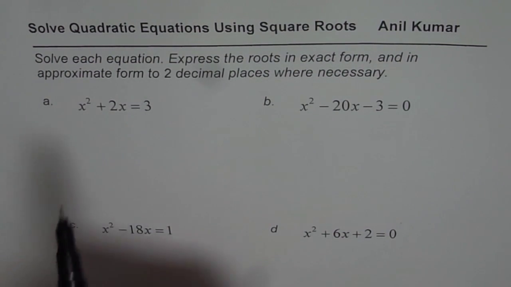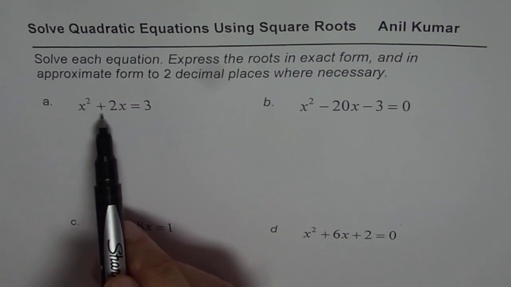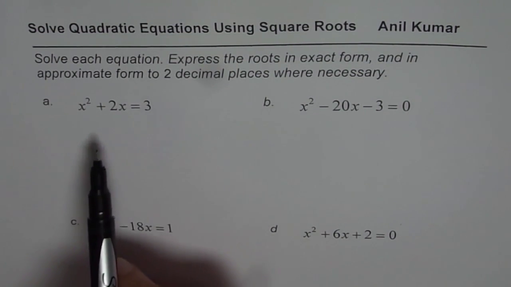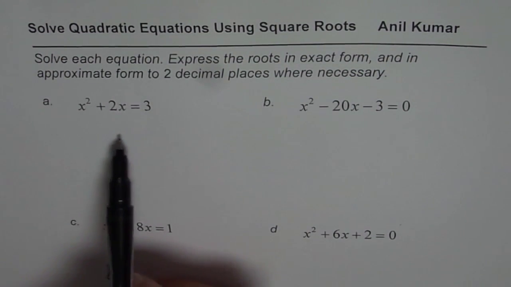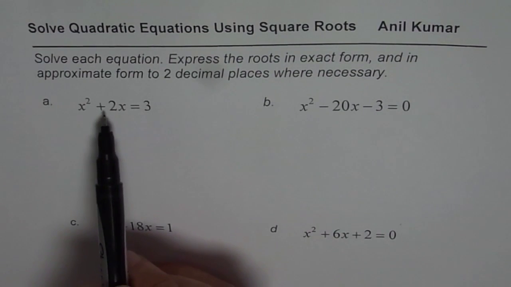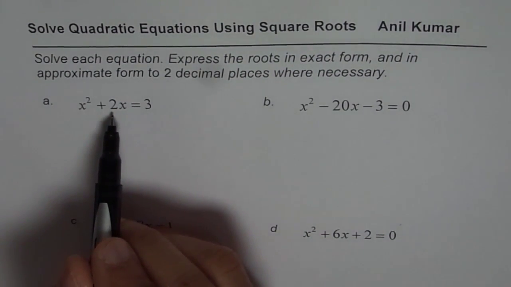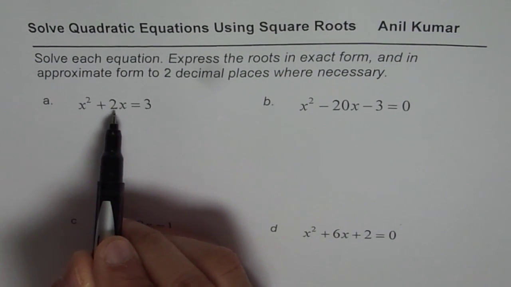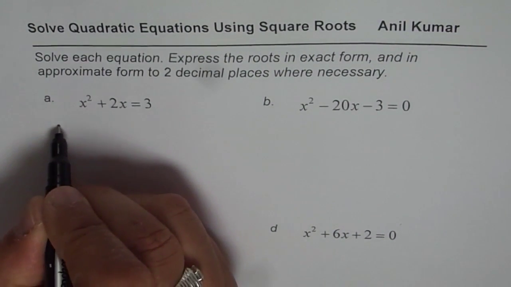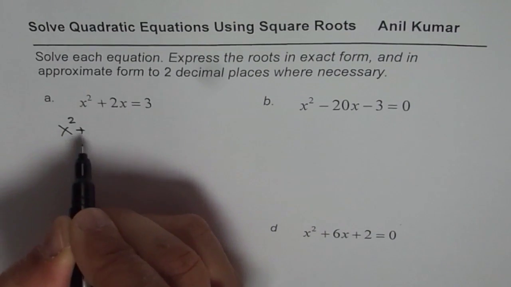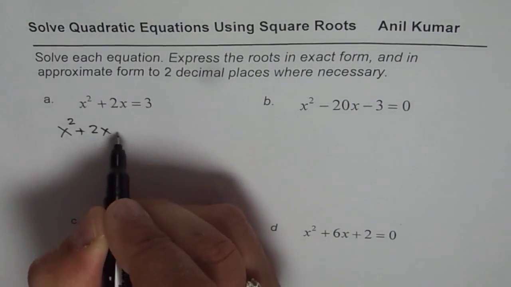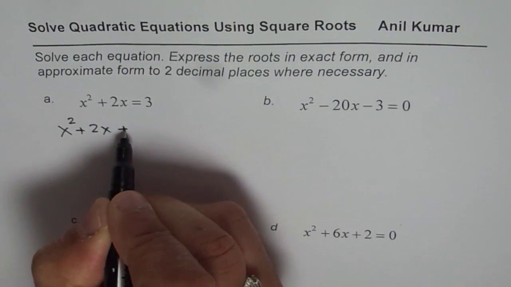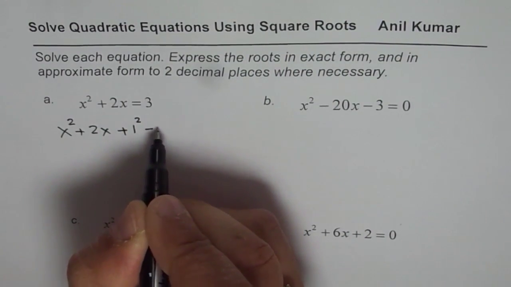Okay, so let's begin with the very first one, which is x squared plus 2x equals 3. The first step is to complete the square on the left side. To complete the square, what should we do? We have to add the square of half of this number. So we could write this as x squared plus 2x. Now half of 2 is 1, so we will add and subtract 1.